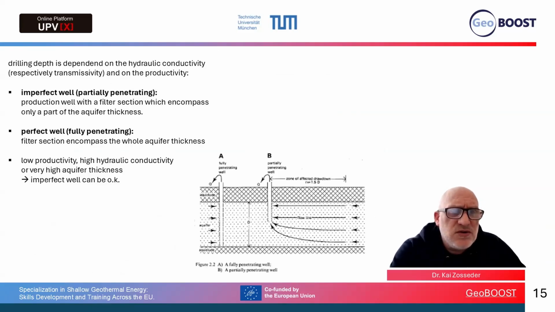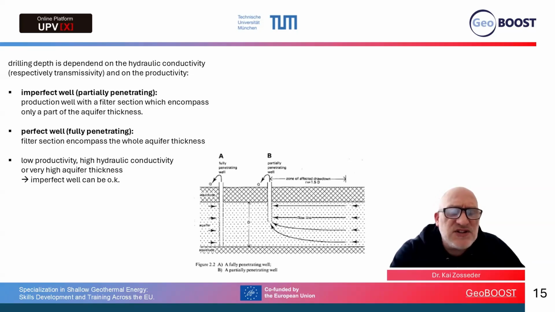You must also consider how deep you drill your well. Normally it is recommended that we have a perfect well, so a fully penetrating well, which means that the well reaches the whole section of our aquifer from the top to the bottom. And so the filter section encompasses the whole aquifer thickness. You can have also an imperfect well, which means you just use a part of the aquifer, so you do not drill your well so deep that it reaches the aquifer basis or the next aquitard.